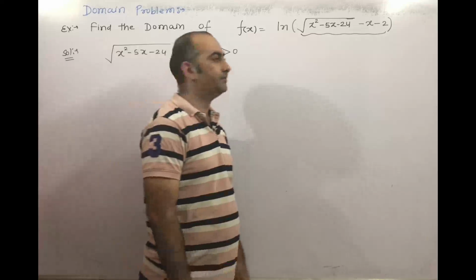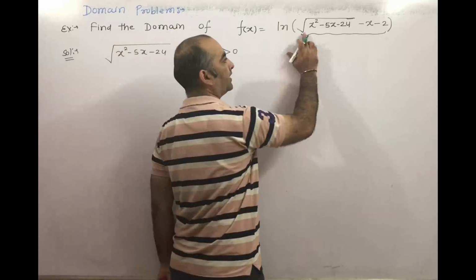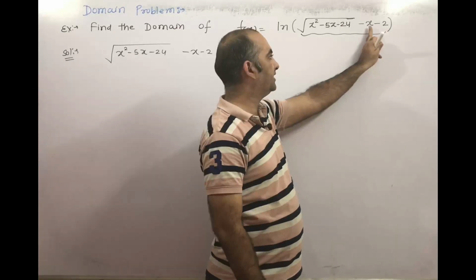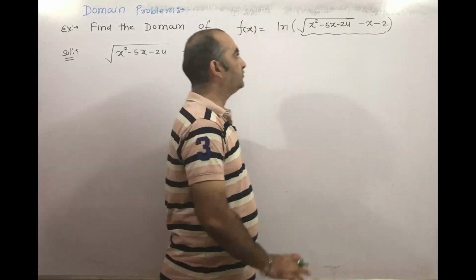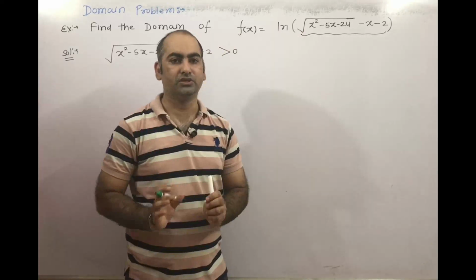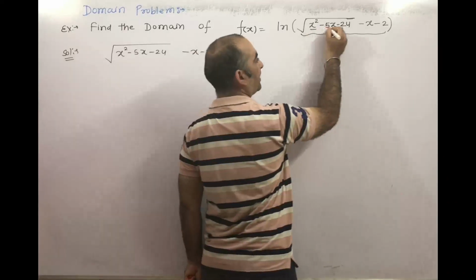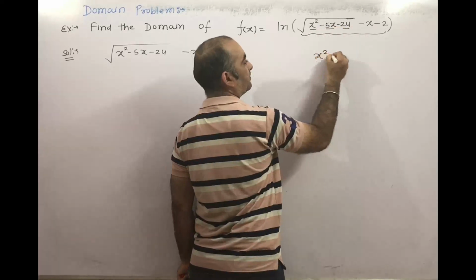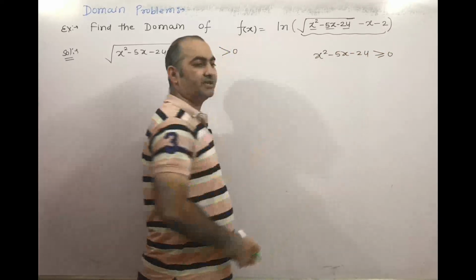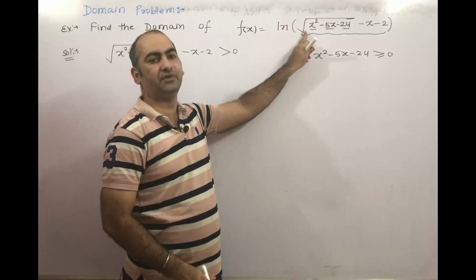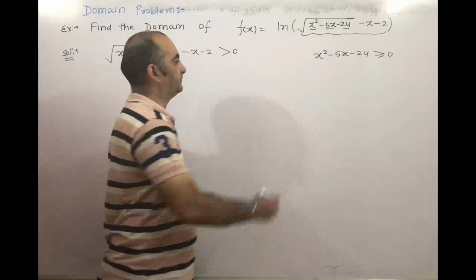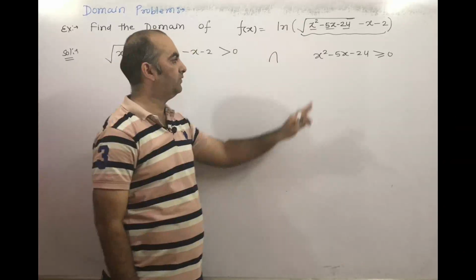Next thing we have to check inside. Inside, what are the functions there? √(x² - 5x - 24) and -x - 2. So we can say -x - 2 is always defined. Now we have to check this one. A square root is defined if the inside quantity is either positive or 0. That means x² - 5x - 24 must be greater than or equal to 0. If it is, then only the square root is defined. So we want this one and this one, that means in these two we will take the intersection.